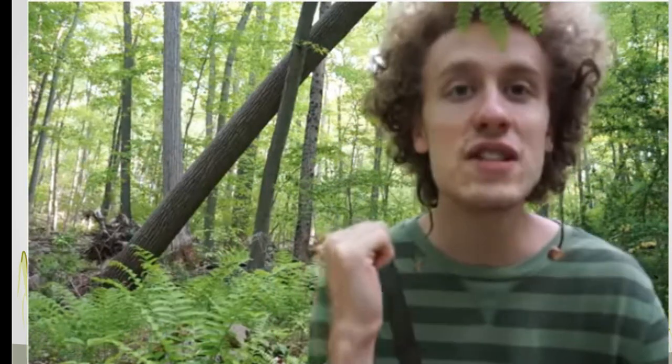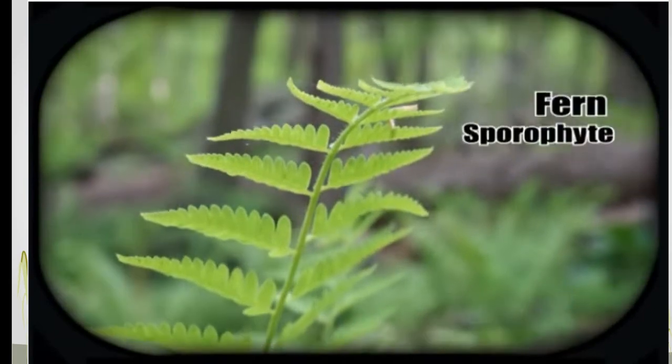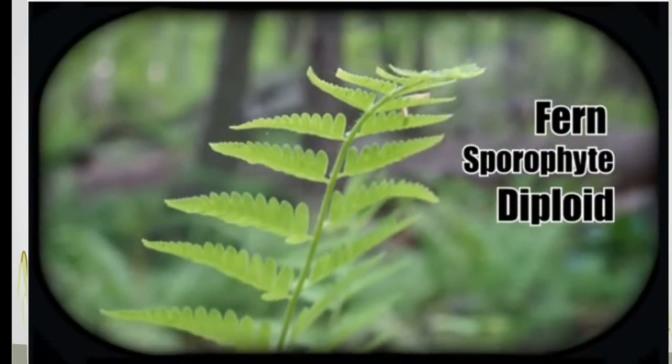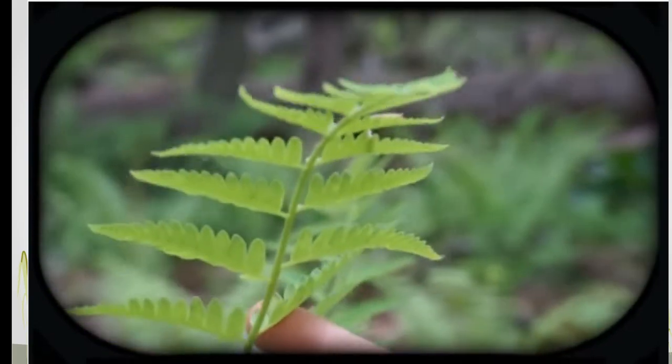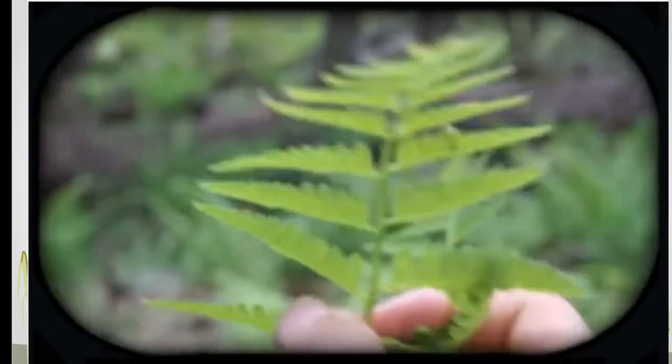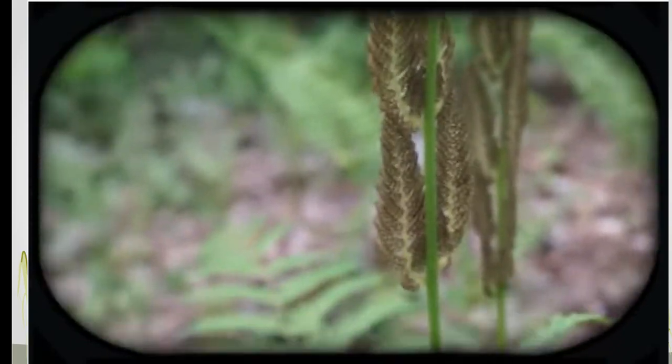What do you know? There are some fern sporophytes behind me. Let me show you them. So this is a fern sporophyte. Sporophytes are diploid, meaning they've got two copies of the genetic information. These are the leaves of the sporophyte. This is what you typically think of when you think of a fern. And down here, you can see the spores.